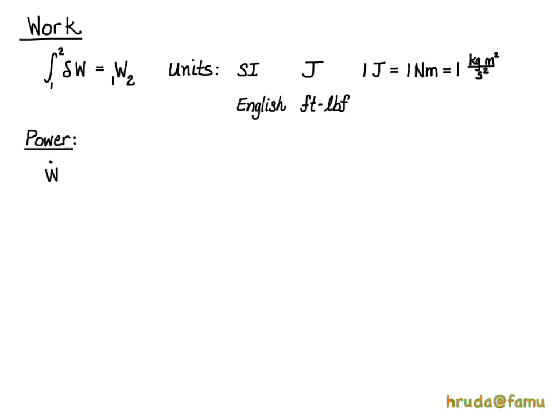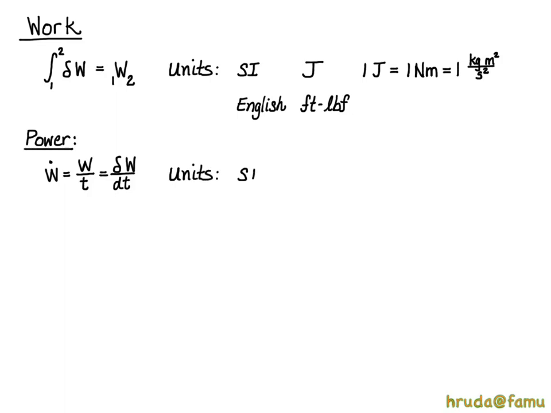Now, we can talk about power. Power is W dot. It's the time derivative of work. Remember, when you see a dot, that is a temporal or a time differential. When you see a prime, usually that's a spatial differential. W dot is just work over time, or it's del W dt.